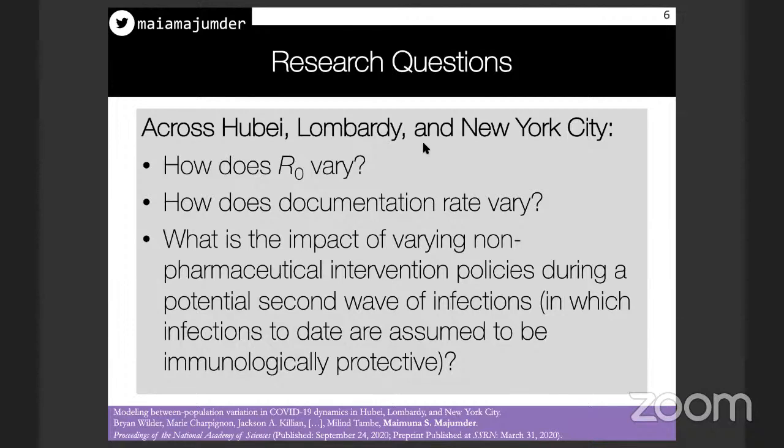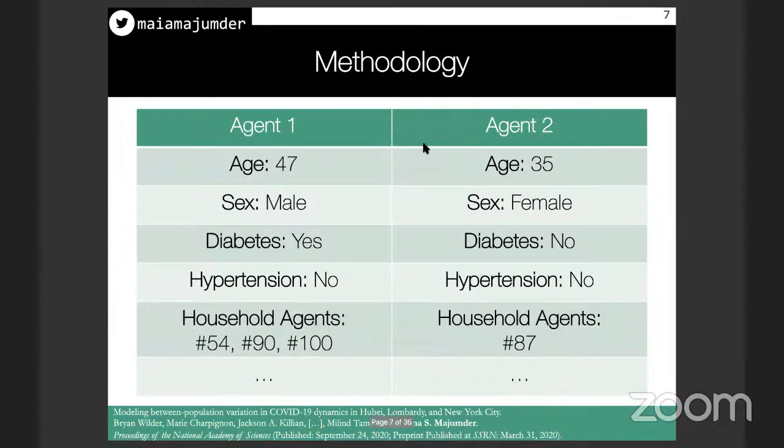Recalling the context dependence of the transmissibility potential associated with a given pathogen, the first question we wanted to answer was, how does R naught vary across locations? Second, recalling issues with documentation of infections that I mentioned at the forefront of this presentation, how does documentation rate vary across locations? And finally, recalling the number of non-pharmaceutical intervention policies that have been deployed around the world since the beginning of the pandemic and how said policies may impact transmission in the months ahead, what is the impact of varying policy recommendations during a new wave of infections across these locations?